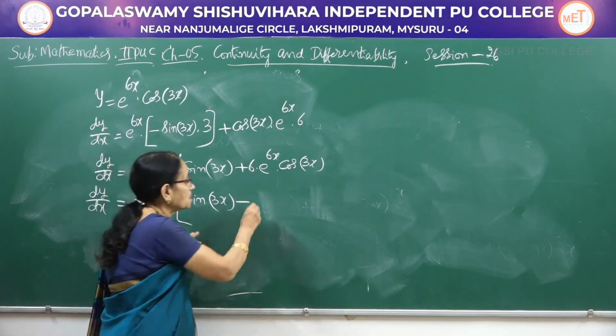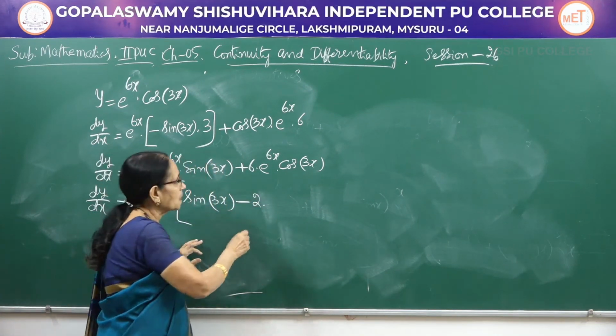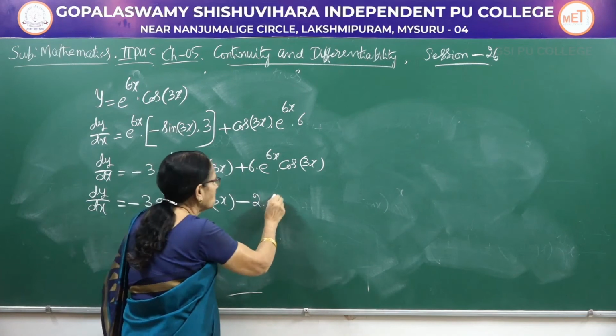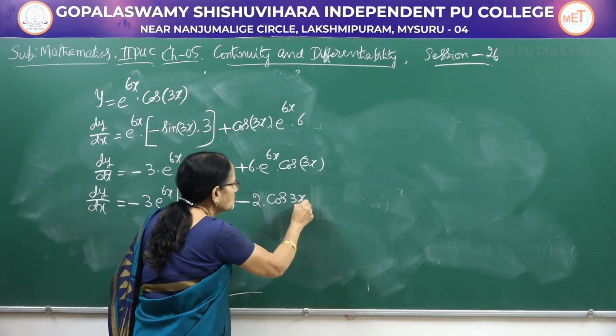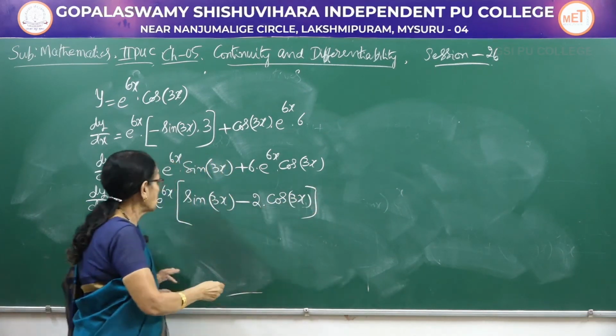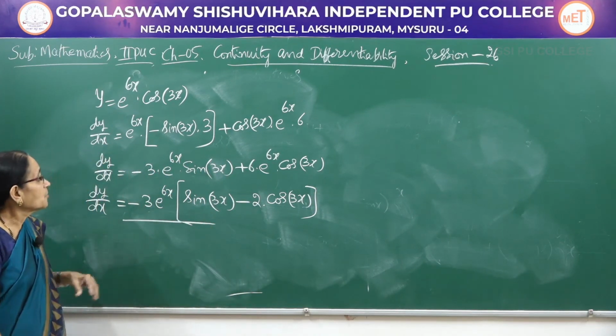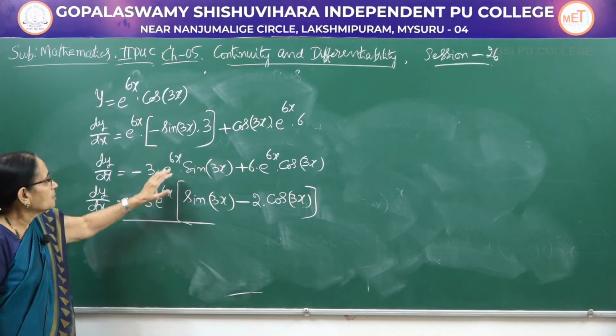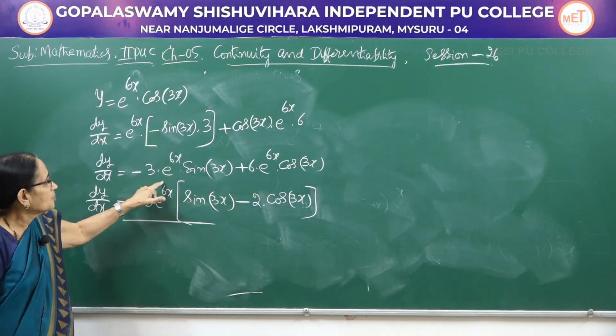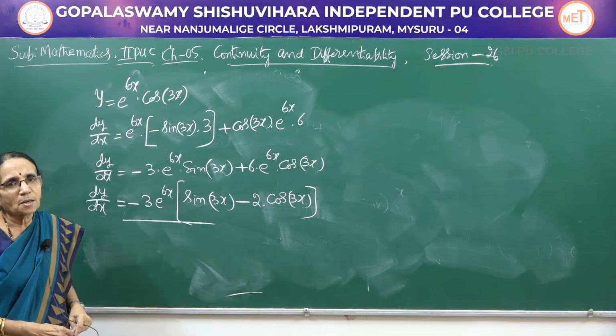What is remaining? Another 2 is remaining. And this also is a common factor. So we are having 2 times cos of 3x. Now this is the first derivative. Or else if you had kept it as it is, when you go for the second derivative, for both the terms you have to apply the product rule.